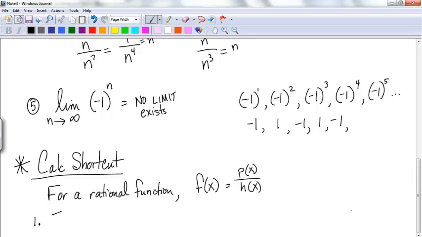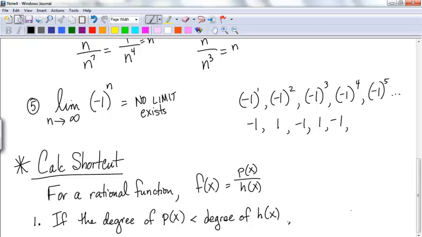Okay, number one. If the degree of p of x is less than the degree of h of x, then the limit of f of x as x approaches, and it'll say positive or negative infinity, as x goes out to infinity, as x gets large, the limit is 0. If the degree is less on top.